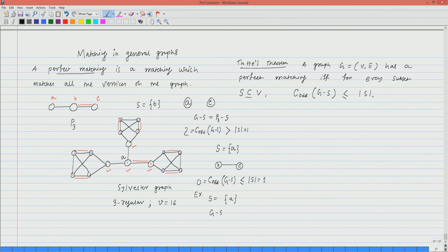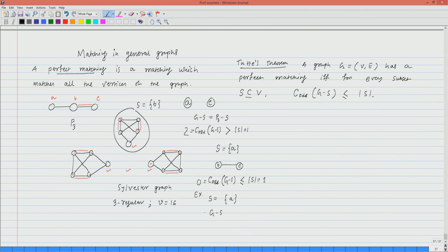So, once you remove A, you remove all the adjacent edges. So, you will be left with 3 components. So, once you remove A, you remove all these edges. So, this is G minus S, and you can see that it has 3 odd components. These are all odd components because it has 5 vertices.